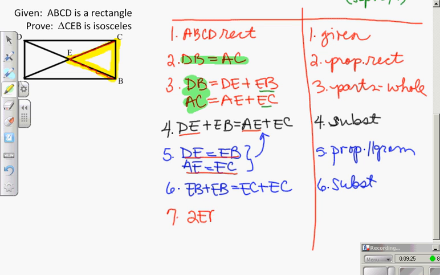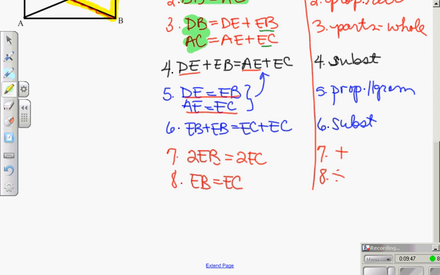I'm going to do a little algebra. EB plus EB is 2EB. EC plus EC is equal to 2EC. That's addition. I'm going to divide by 2. And I have what I want. If those two guys are equal, then triangle CEB is isosceles. And that is the definition of isosceles.